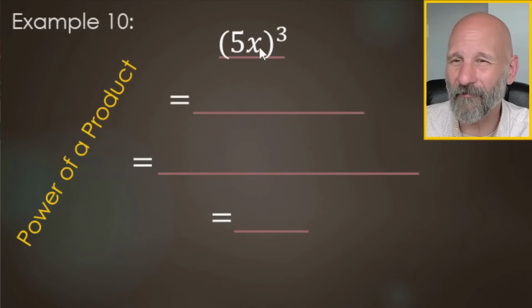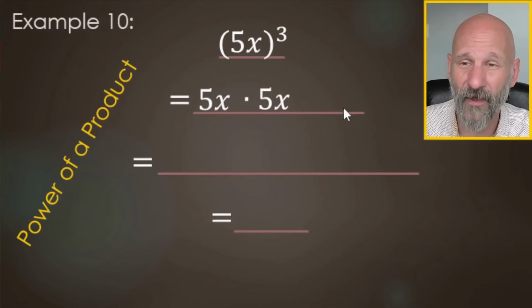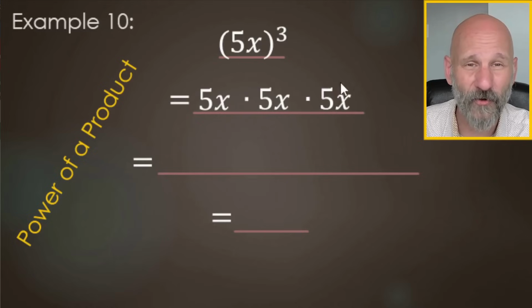Now let's look at 5x to the third power. So the 3 there, the cubed, that's saying that we have 5x's being multiplied. So there's one 5x, there's another 5x, and there's the third 5x right there.